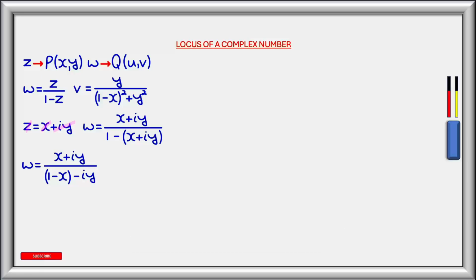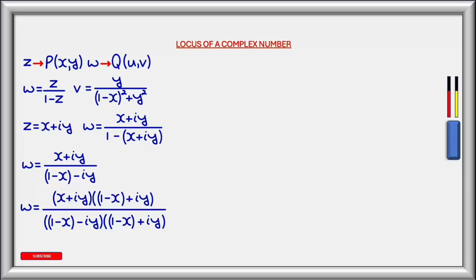And substituting for z in the equation w equals z divided by 1 minus z, we get w equals x plus iy divided by 1 minus into the bracket of x plus iy. And if we group real and imaginary parts in the denominator, we get w is equal to x plus iy divided by 1 minus x minus iy. So now we want to divide this complex number. And to do this, we need to multiply both numerator and denominator by the complex conjugate of the denominator.